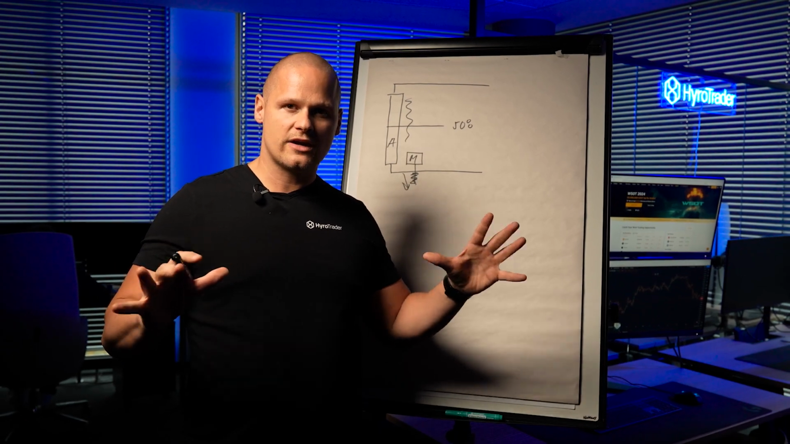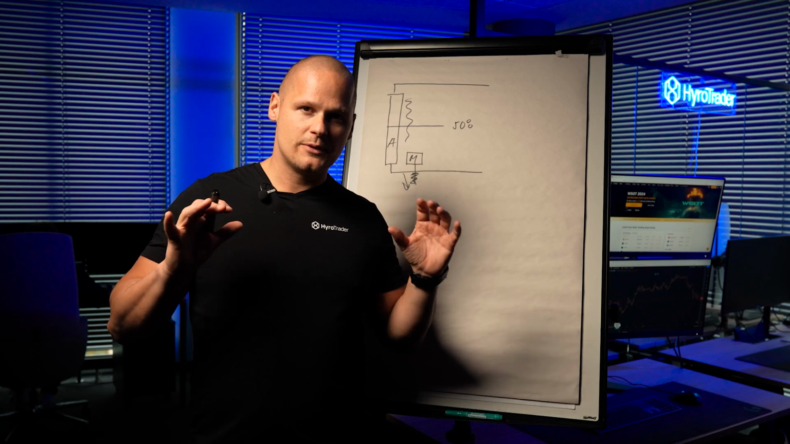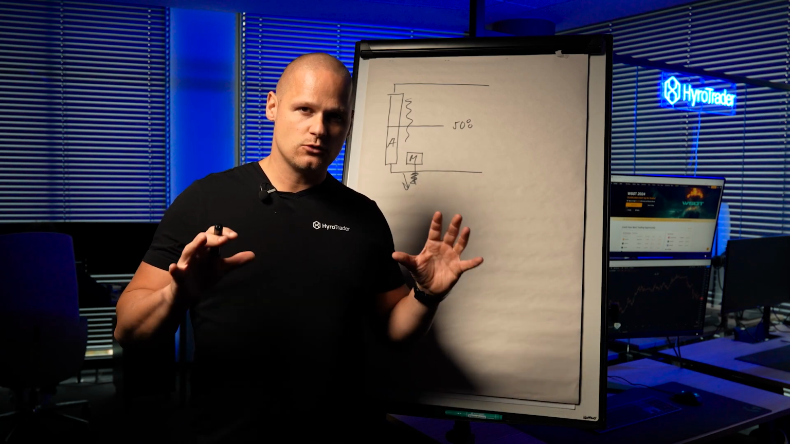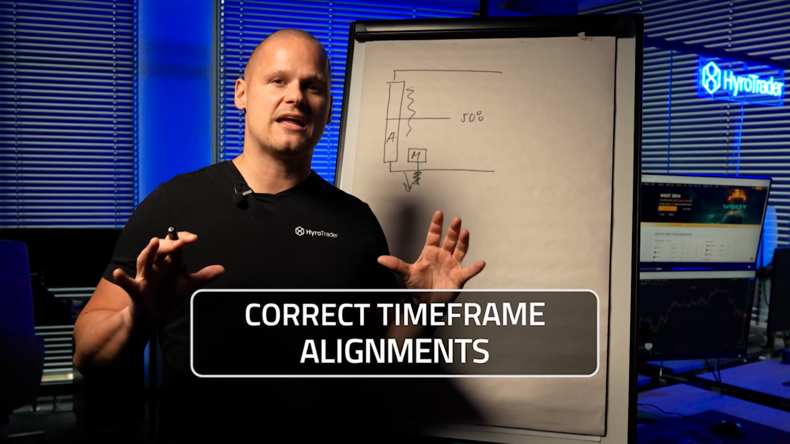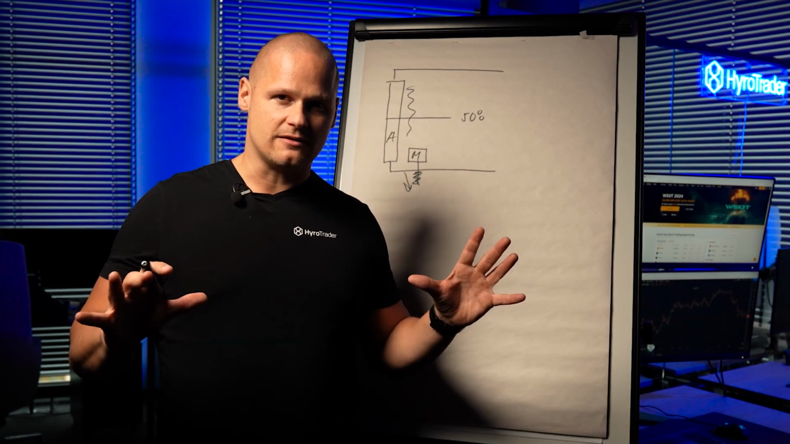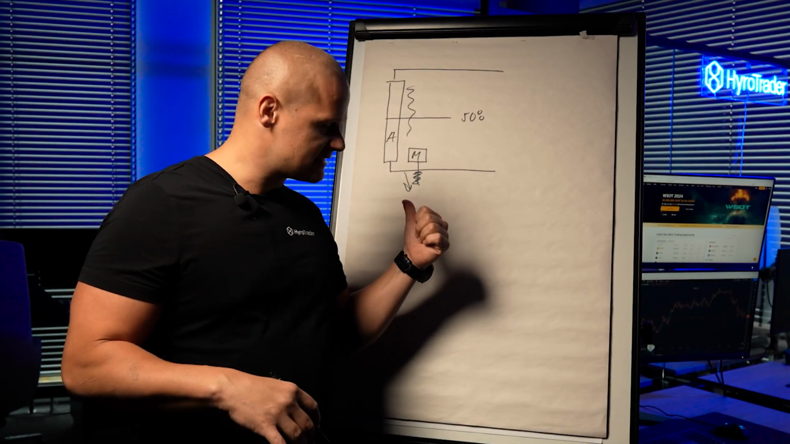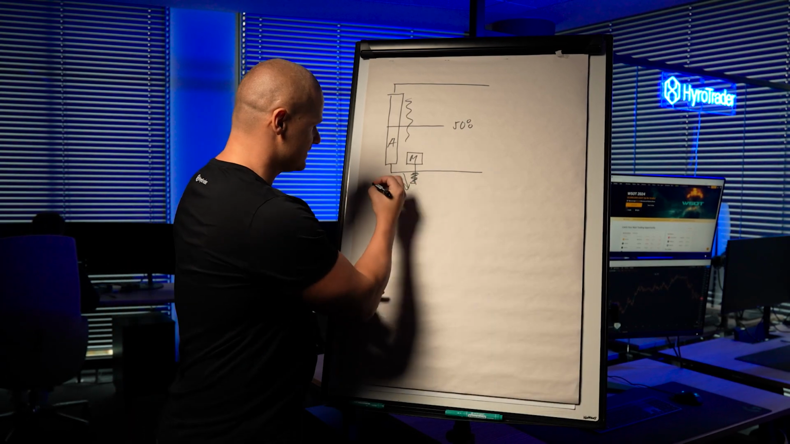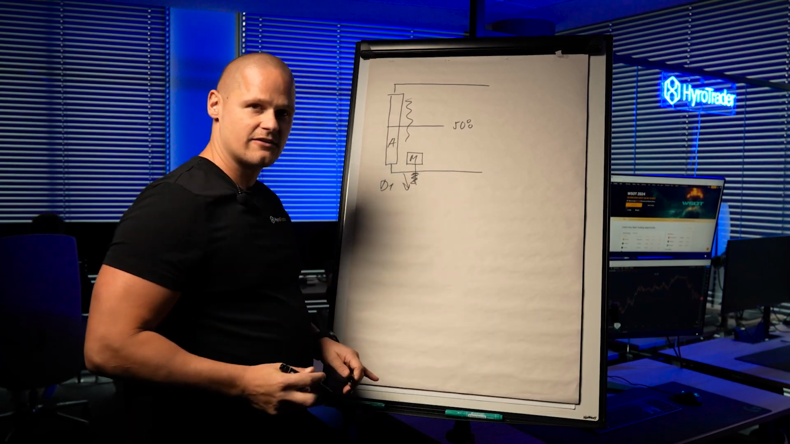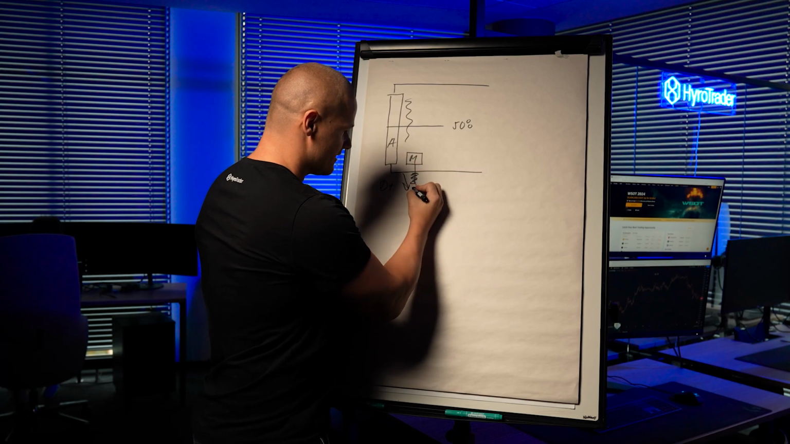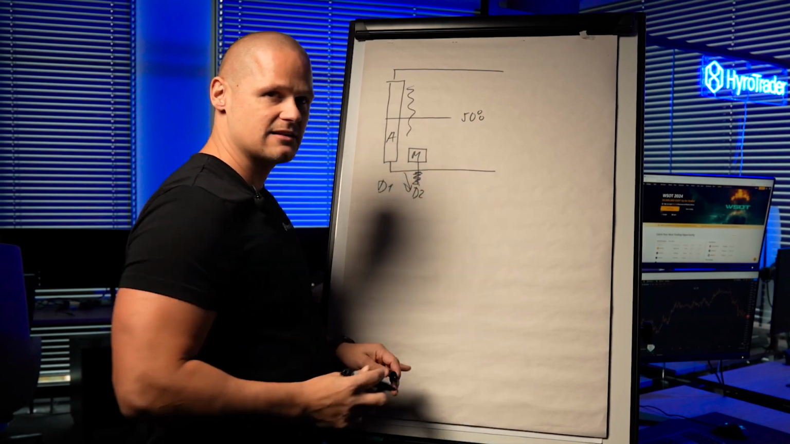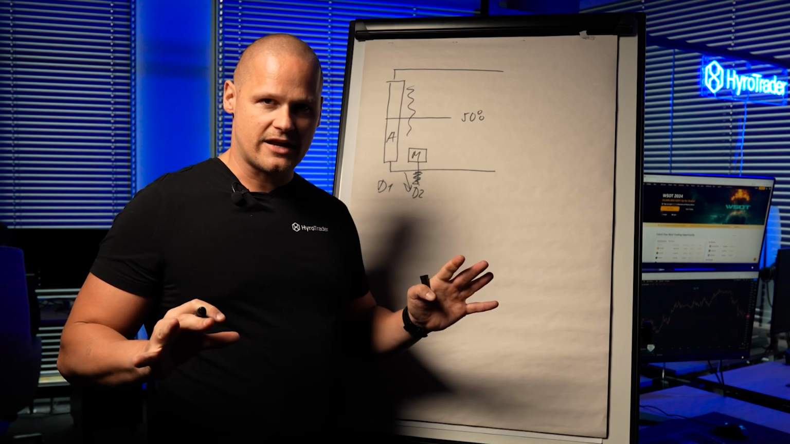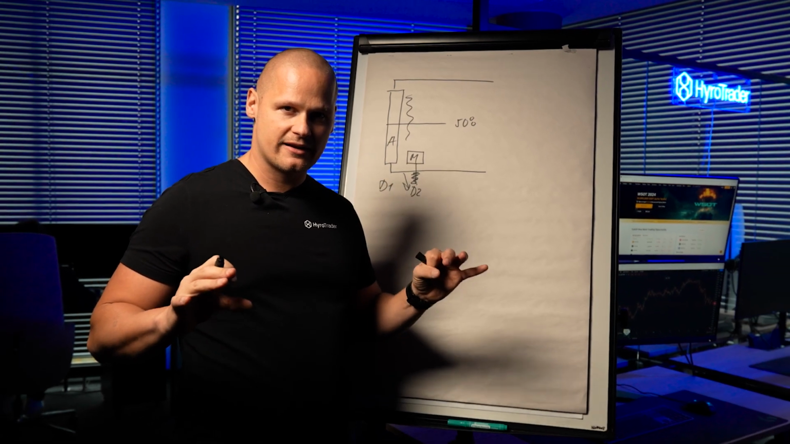So where are we looking for the entry? Before we look at where we will be looking for the entry, I need to mention the correct time frame alignments. So what does it mean? It means that if this setup is happening on the daily, so let's say this is a daily candle, right? This is another day candle closing inside, then we will be looking for the entry on the lower time frame, so we can scale properly our entry.